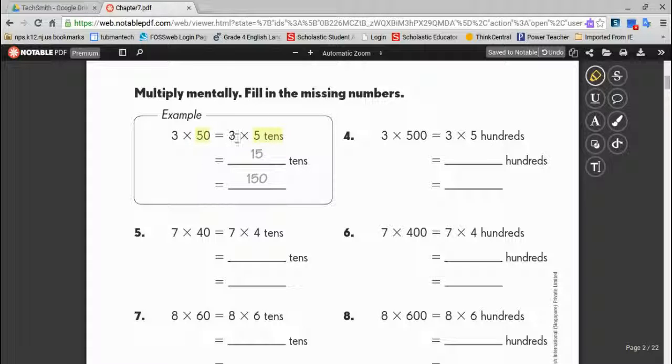So when you multiply 3 times 5 tens, you really just have to multiply the 3 times 5, and that's where you get 15, but you don't have 15 ones, you have 15 tens because you're multiplying 5 tens. So 3 times 5 tens is 15 tens, and 15 tens is 150. So let's look at number 4.